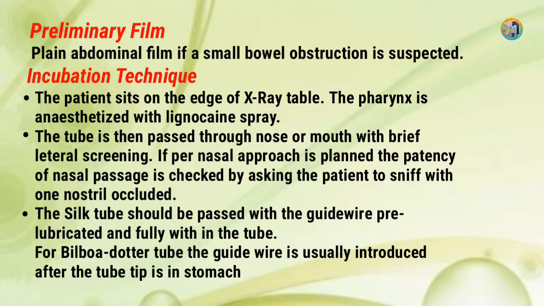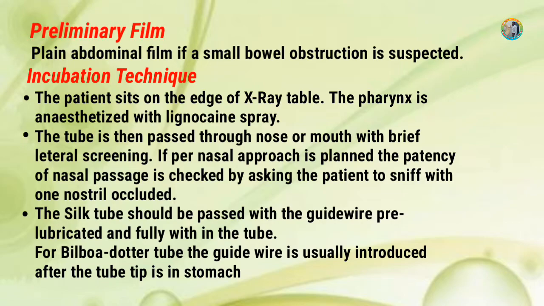Intubation technique: the patient sits on the edge of the X-ray table. The pharynx is anesthetized with lignocaine spray. The tube is then passed through nose or mouth with brief lateral screening. If the per nasal approach is planned, the patency of the nasal passage is checked by asking the patient to sniff with one nostril occluded. The silk tube should be passed with the guide wire pre-lubricated and fully within the tube.